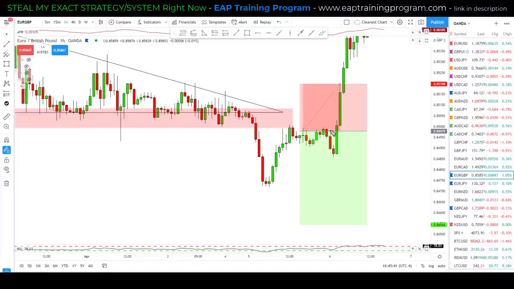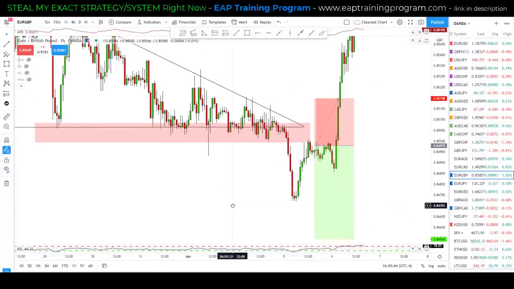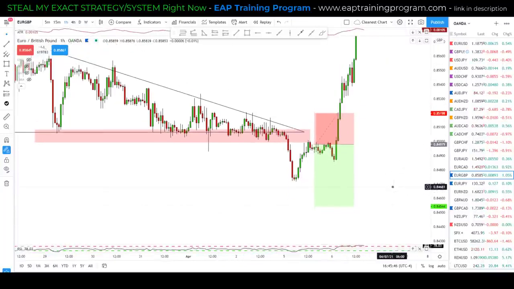With this being the case, again, this did end up being a losing trade, but I got a 2-to-1 on the pound Canada trade. So I was still up by 1 R, and R just stands for the amount that you risk per trade. For me, it's 2%. So I'm still up 2%.